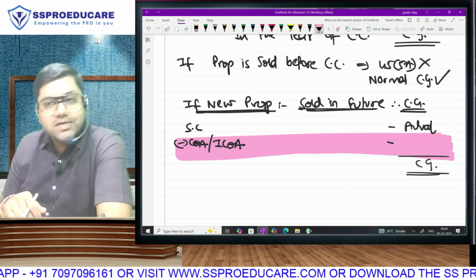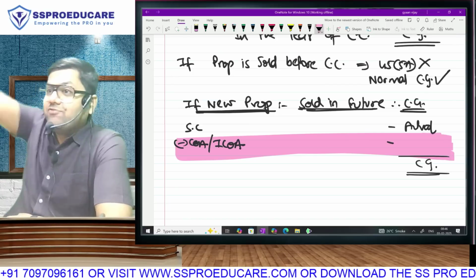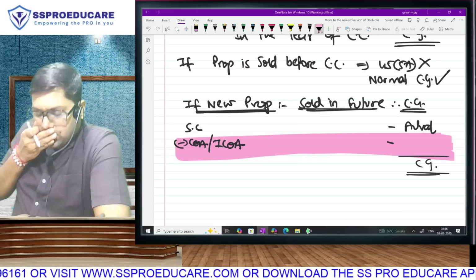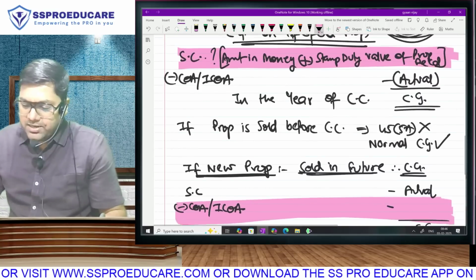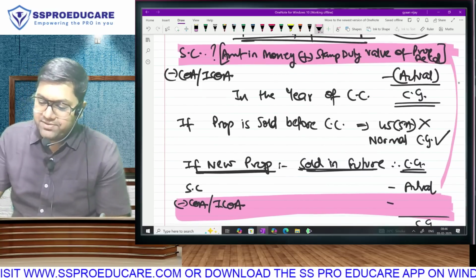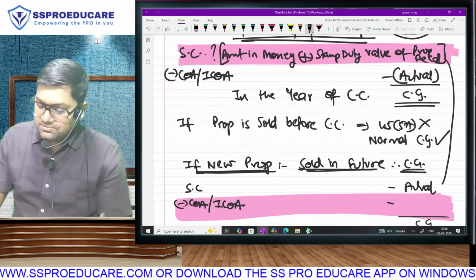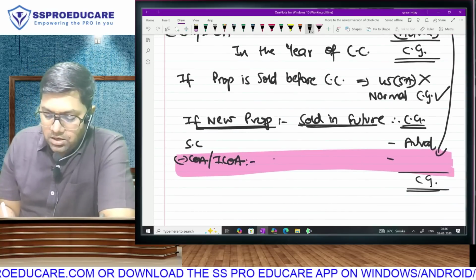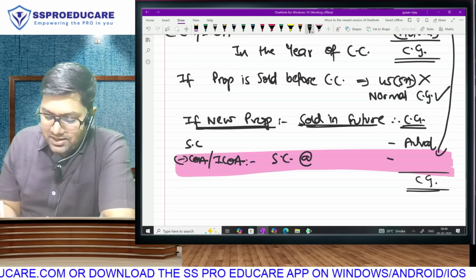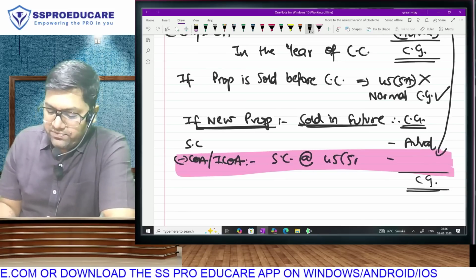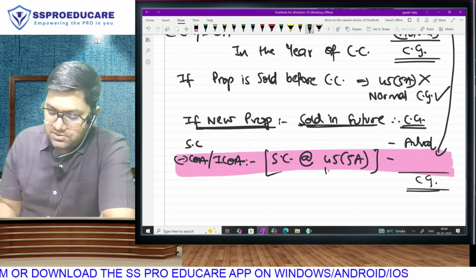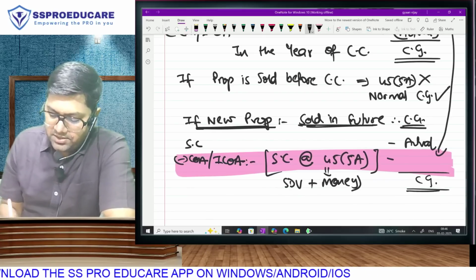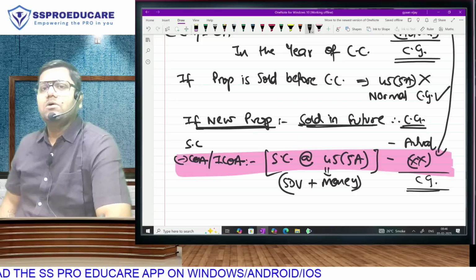The correct answer, yes, please understand, is that whatever I have taken as sale consideration in the last transaction has to become my cost of acquisition in my subsequent transaction. That is the sale consideration at the time of 45(5)(a). And what was that? Stamp duty value plus the amount in money. That total amount will be considered as your cost of acquisition.